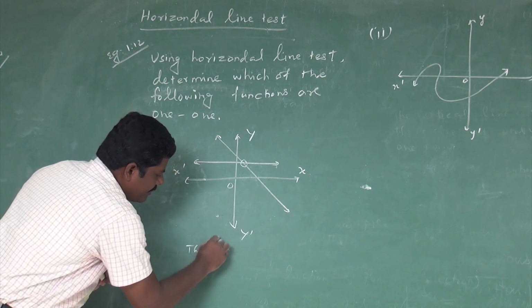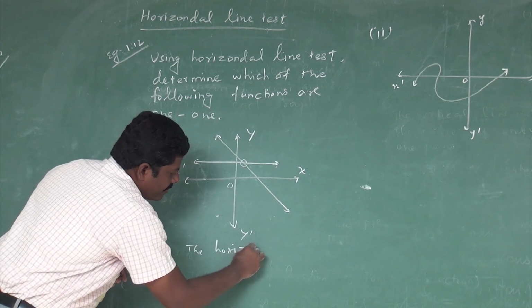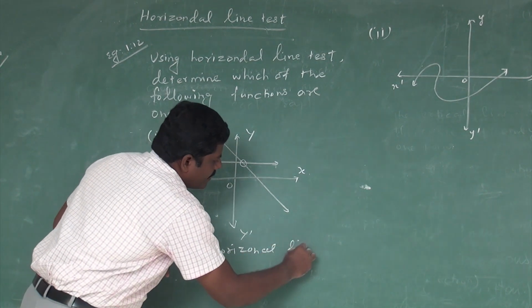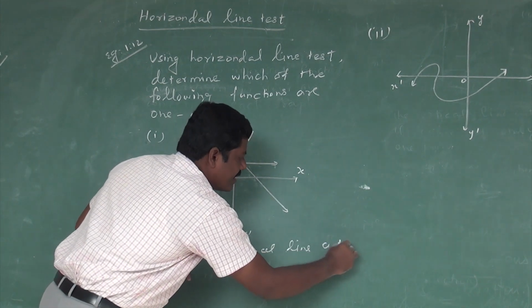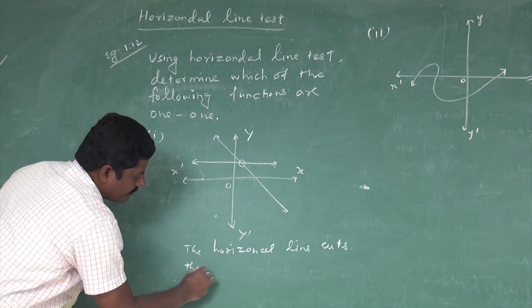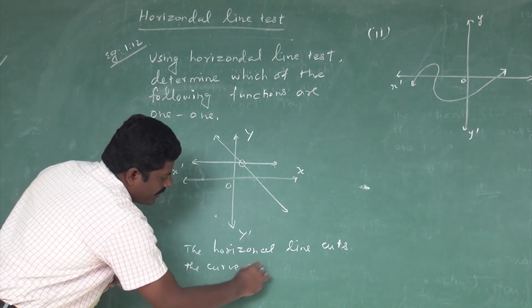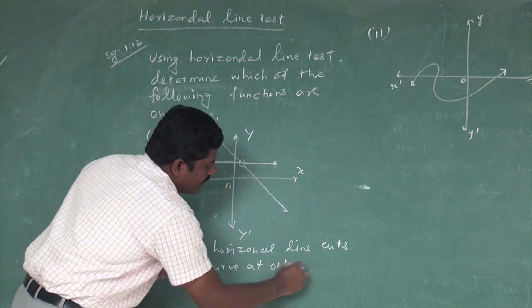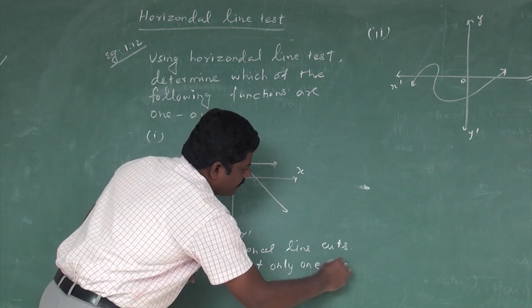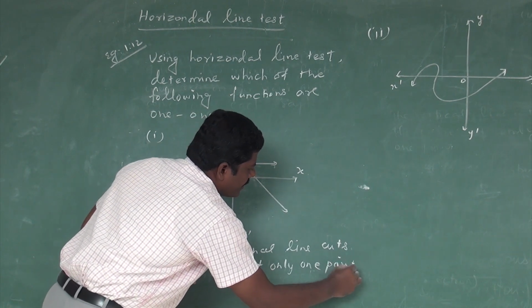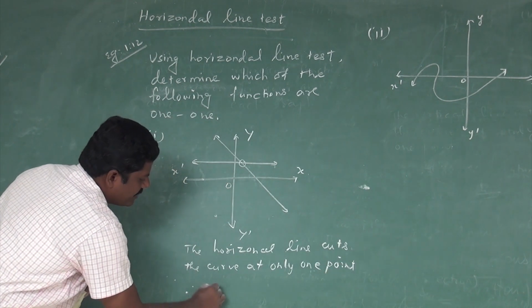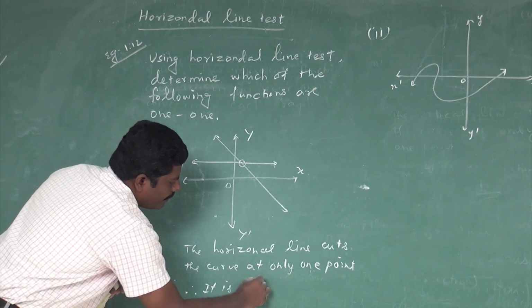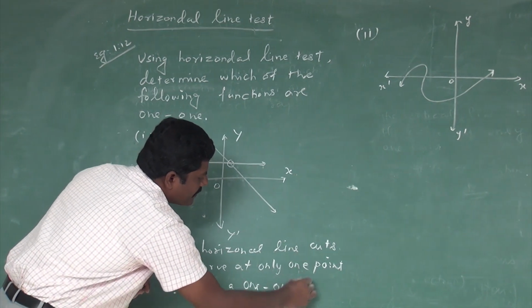The horizontal line cuts or intersects the curve at only one point. Therefore, it is a 1-to-1 function.